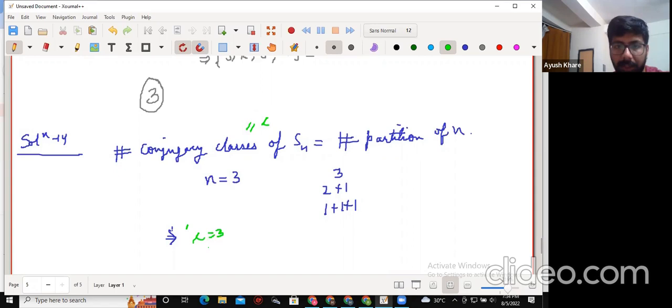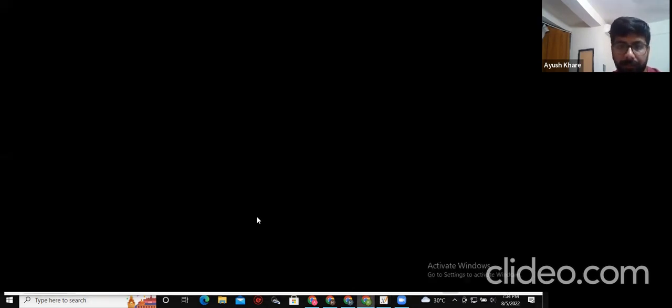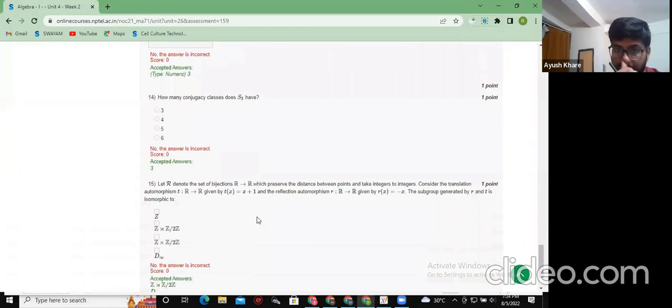Don't get confused that the answer is 3 because n is 3 here. If you go to higher numbers, the number of partitions increases very rapidly. So it's not because n is 3. It's because 3 has only three possible partitions: 3, 2 plus 1, and 1 plus 1 plus 1. Okay, now let's see the last question as well.